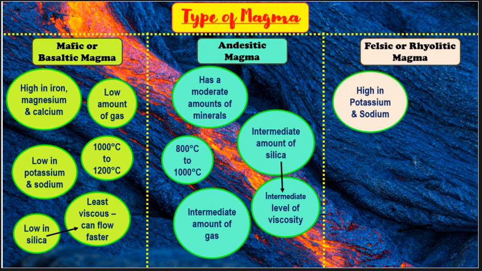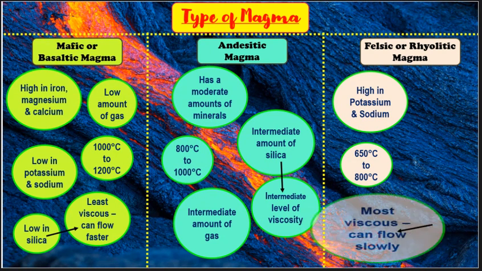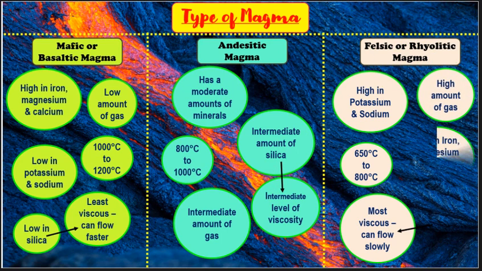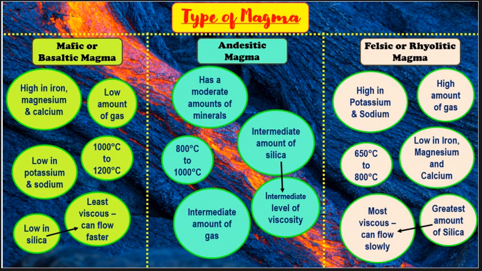It is high in potassium and sodium. The temperature ranges from 650 to 800 degrees Celsius. It is the most viscous type of magma compared to mafic and andesitic, meaning it can flow slowly. Okay? High amount of gas, low in iron, magnesium, and calcium. Most viscous, meaning the greatest amount of silica is present in felsic or rhyolitic magma. That's why it can flow slowly.